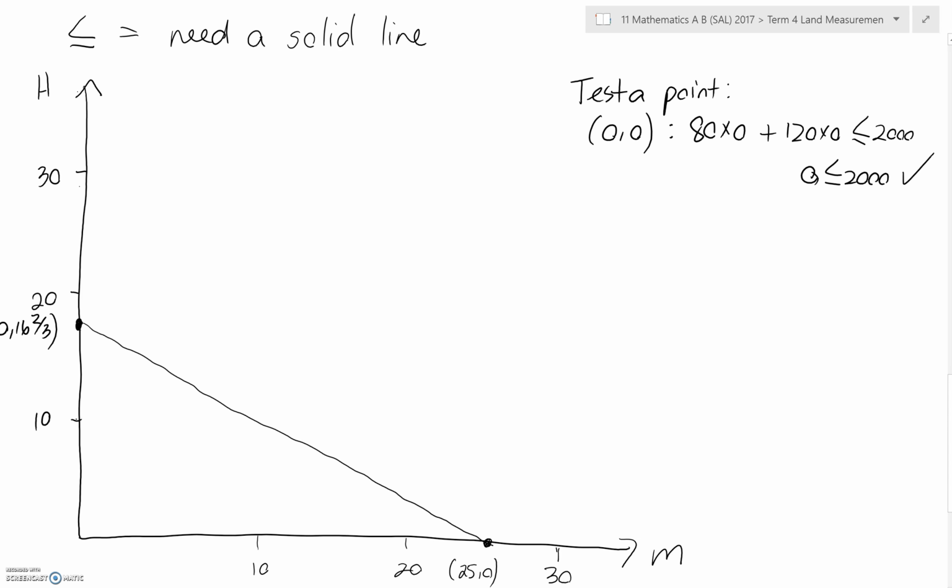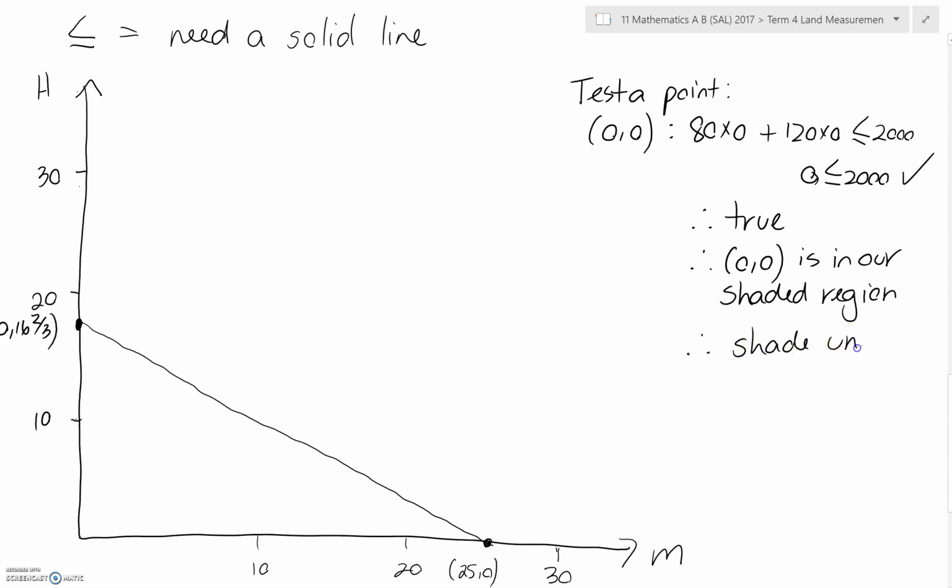So what that means is that 0, 0 is in our shaded region. It's in the region that we want to shade, therefore we're going to shade under the line. So what we're interested in is under the line.